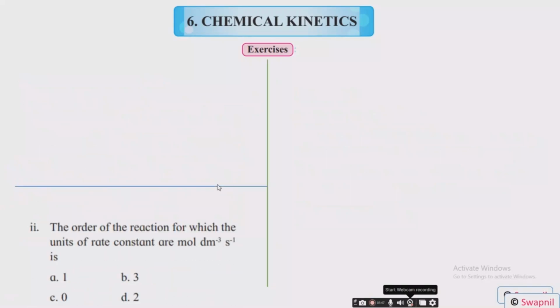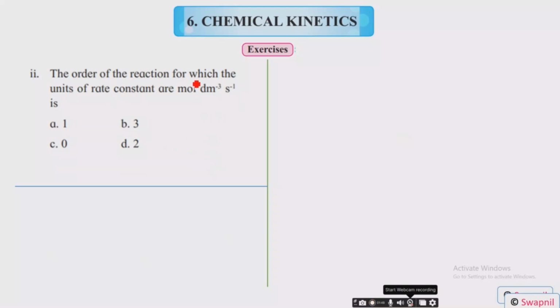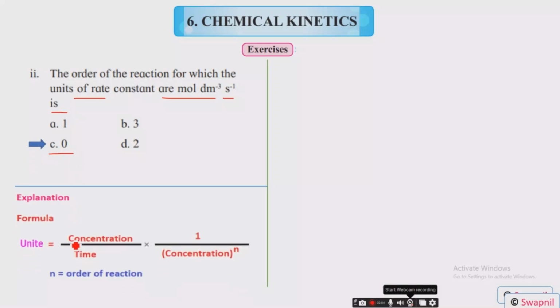So next, the order of the reaction for which the unit of rate constant is mole per dm cube per second is, and the correct option is option C, that is 0. So let's see the explanation. We have the formula for the unit is equal to concentration divided by time into 1 divided by concentration raised to n, where n is equal to order of the reaction.